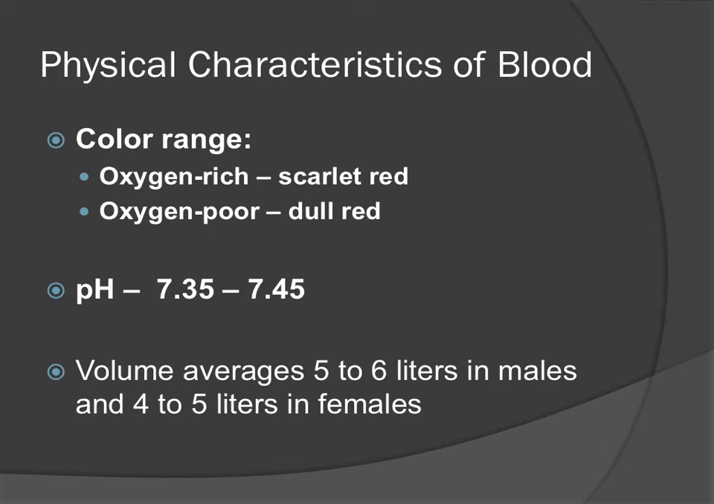Physical characteristics of blood: if it is oxygen rich, it has a scarlet red color. Oxygen poor is more of a dull red. Its pH does range from 7.35 to 7.45, and of course the volume can vary slightly between males and females. Blood cells are formed in the bone marrow, and all blood cells arise from the same bone marrow stem cells. Stem cells are immortal, that means they never die until you do. Stem cells are pluripotent, meaning they have the potential to become any type of blood cell, which gives rise to erythrocytes, your red blood cells, leukocytes, your white blood cells, and your platelets.